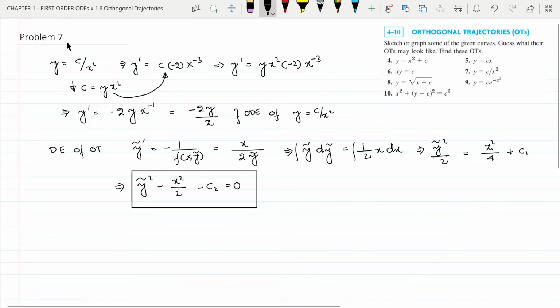You can see here that the coefficient of y square is 1, whereas the coefficient of x square is half. So although this is a hyperbola, it is not a rectangular hyperbola. While plotting the equation, we will see that. So let us now go to SageMath and plot the family of given curves and its orthogonal trajectories.